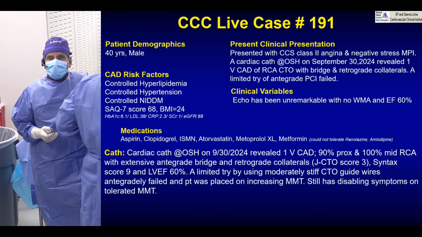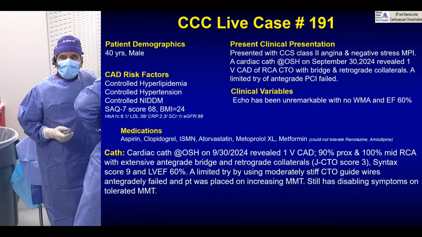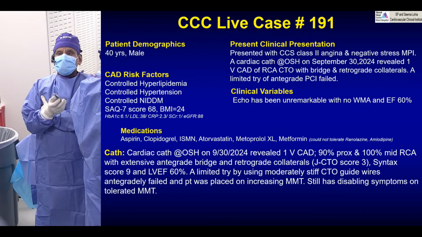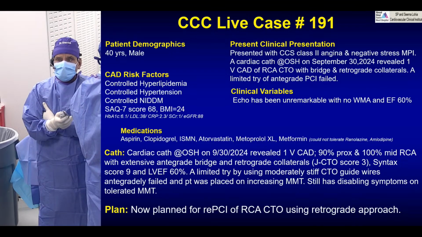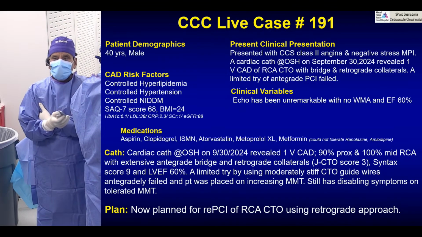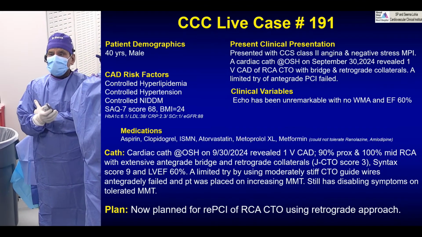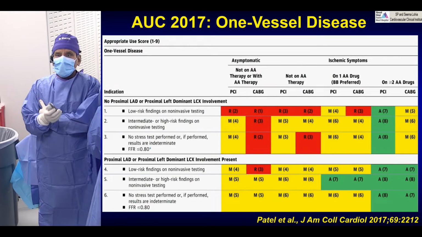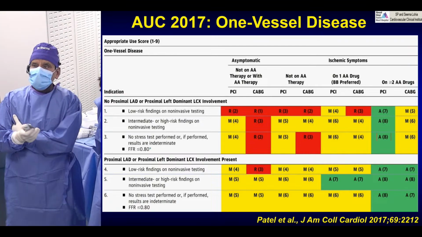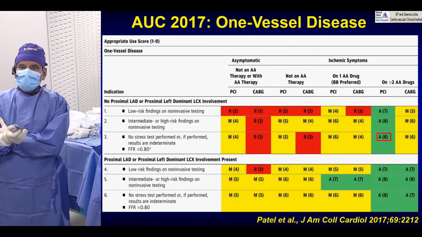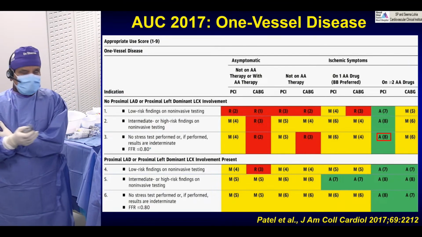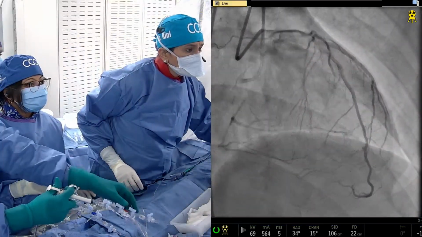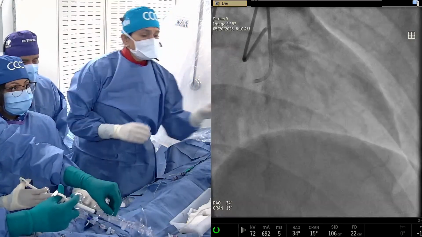So after September, one vessel disease of the mid RCA, 100% with a JCTO score of 3, low SYNTAX score. They tried to open the vessel, could not, and then the patient was referred to Anu for CTO retrograde approach. So re-PCI of the CTO, that's our plan, and this patient will fit in despite a negative stress test, but having had maximum medical therapy, so it is appropriate for intervention. So with that note, Anu, you want to show? Okay. Good. All right, show that now.